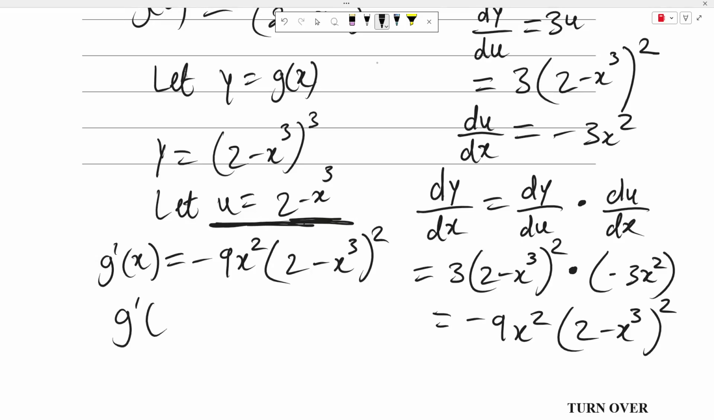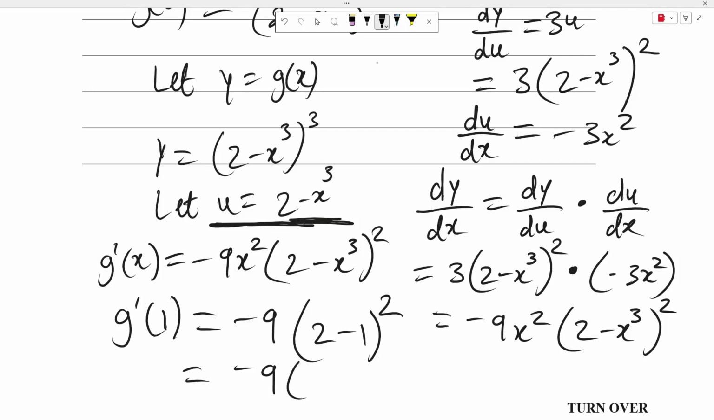Now to find g dash of 1, we're just going to substitute 1 in place of x. So that's going to be negative 9 multiplied by 2 minus 1 whole squared. That's going to be negative 9 multiplied by 1 whole squared. That's just going to be negative 9. And that's going to be our final answer.